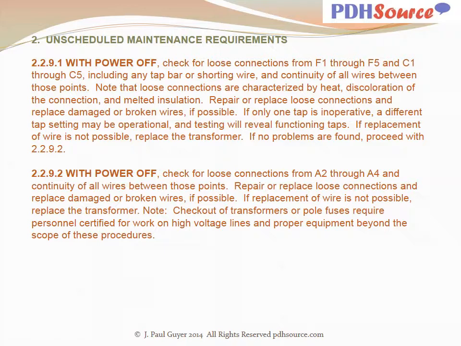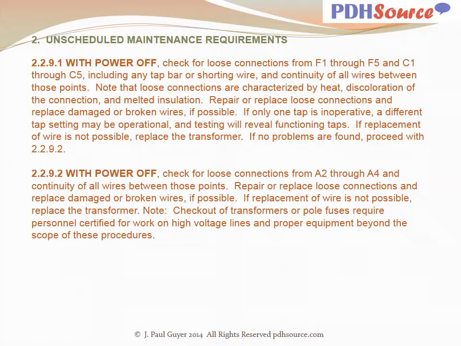2291: with power off, check for loose connections from F1 through F5 and C1 through C5, including any tap bar or shorting wire, and continuity of all wires between those points. Note that loose connections are characterized by heat, discoloration of the connection, and melted insulation. Repair or replace loose connections and replace damaged or broken wires if possible.